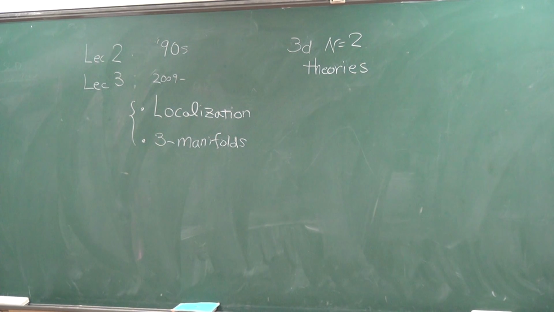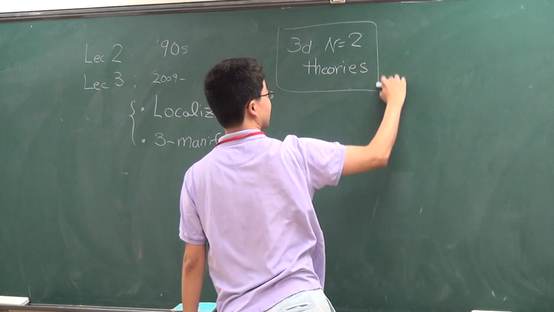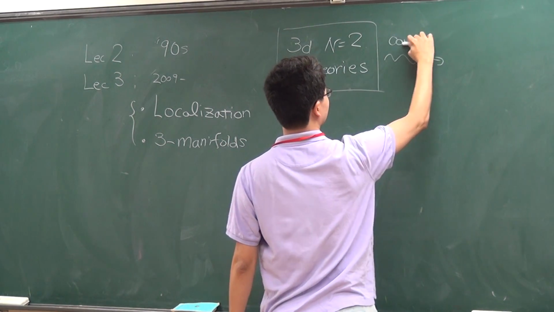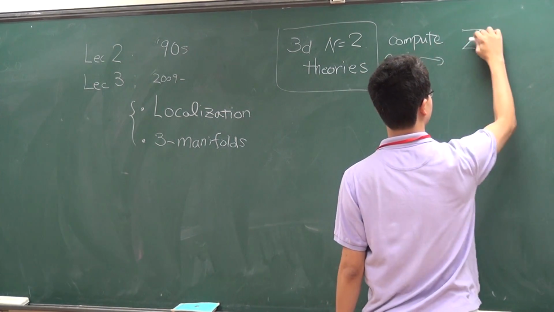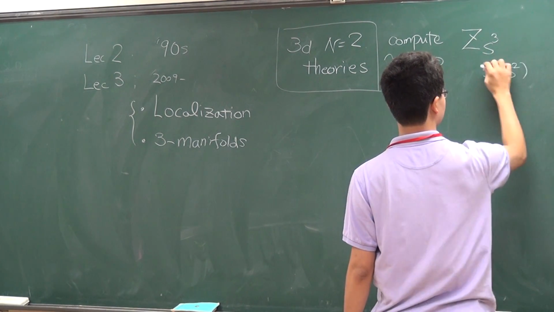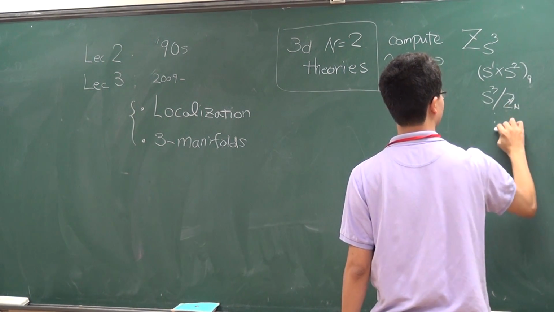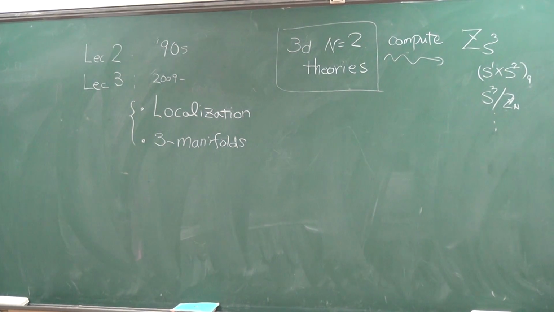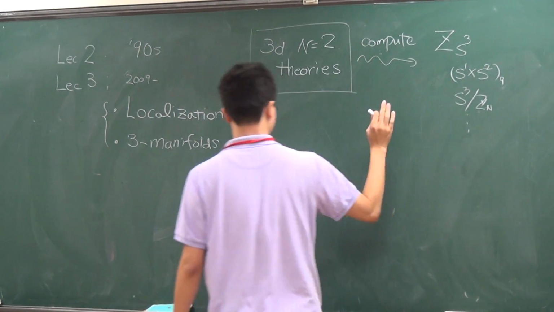But in physics, it's quite often useful to extract something more concrete, namely numbers or functions which depend on some parameters. A useful quantity is something you can compute, some very concrete numbers, like for example the partition function on S3, or on S1 times S2 with a twist, which is called the index, or on S3 mod Zn, a lens space, or the factorized version, etc. There are a lot of partition functions we can compute.